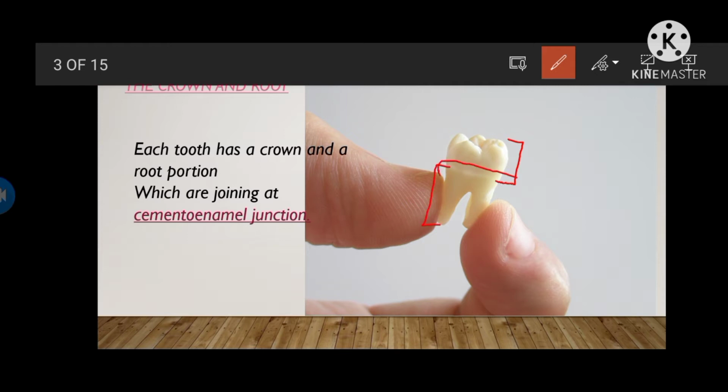Here we have the cervical line. This is also called the cemento enamel junction. As the crown is covered by enamel and cementum is covering the root, the point at which they meet or join, their point of junction, is termed the cemento enamel junction.